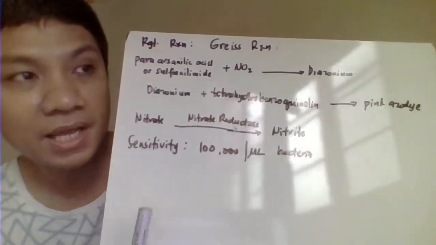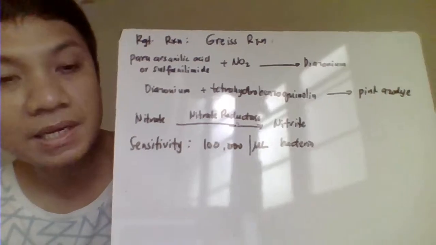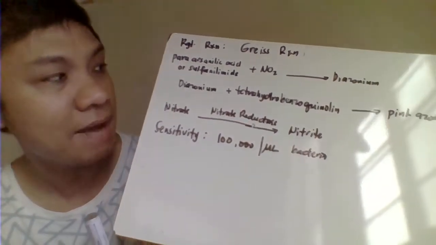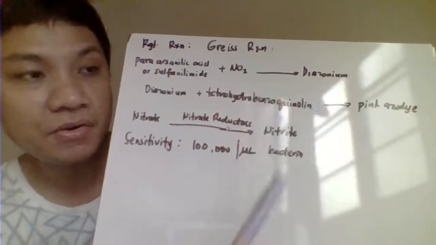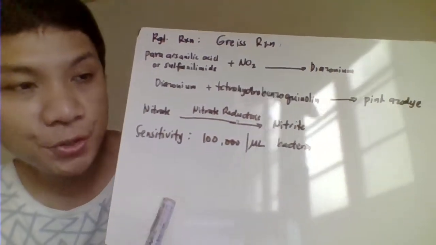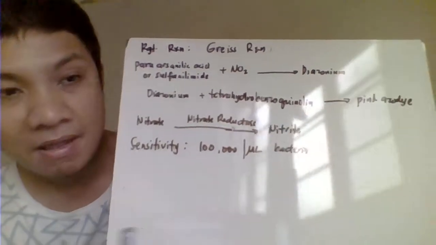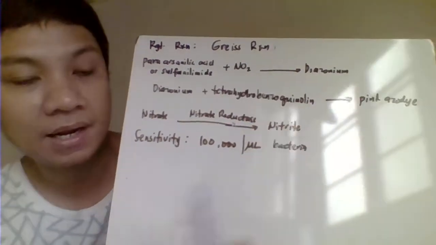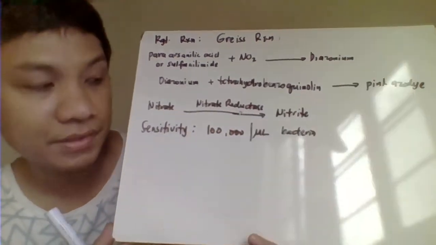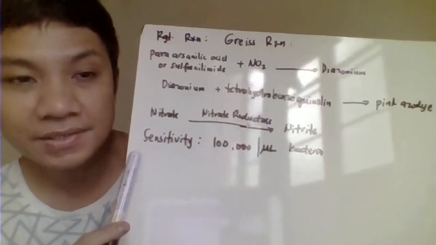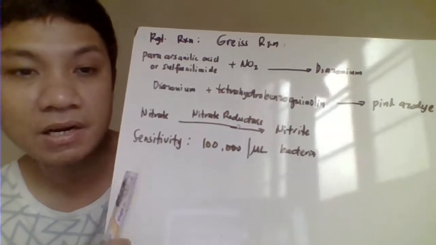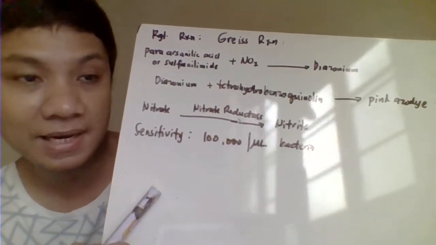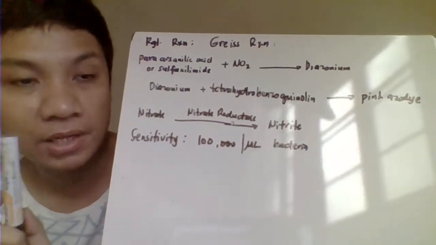Your test pad contains the reagent para-arsanilic acid or sulfanilamide to form a diazonium. The diazonium reacts with tetrahydrobenzoquinoline to form a pink azo dye as your positive result. Again, the test pad will give a positive result if the bacterial count is 100,000 or more per microliter.